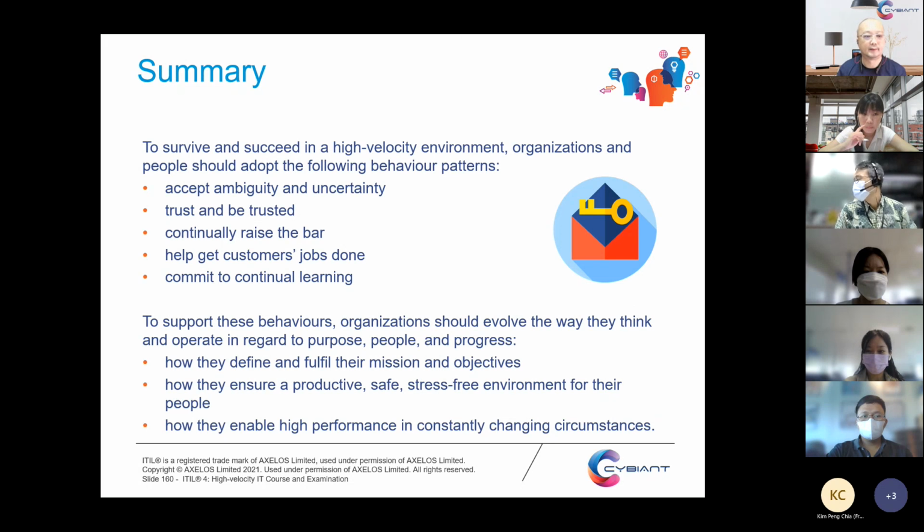In summary, we need to accept ambiguity and uncertainty. We need to trust and be trusted. We need to raise the bar. We need to help get the customer things done. We need to commit to continue learning. These are the five cultural behaviors that we need to display, adopt and implement if we are to work towards a high velocity IT. That's the gist of it.